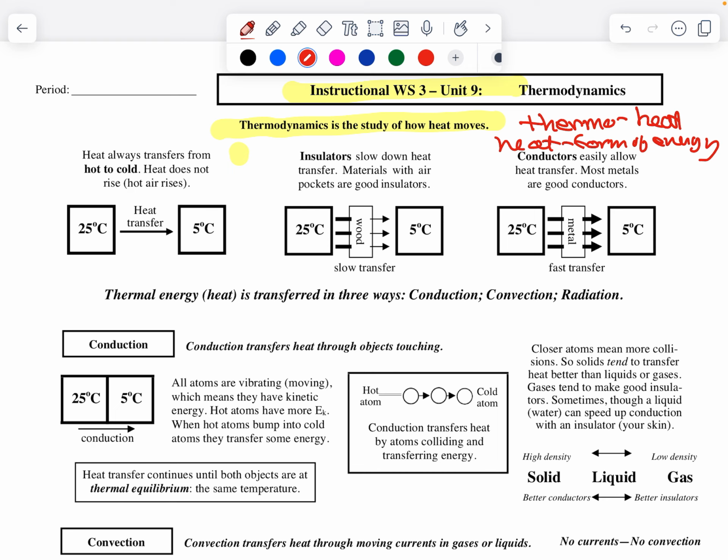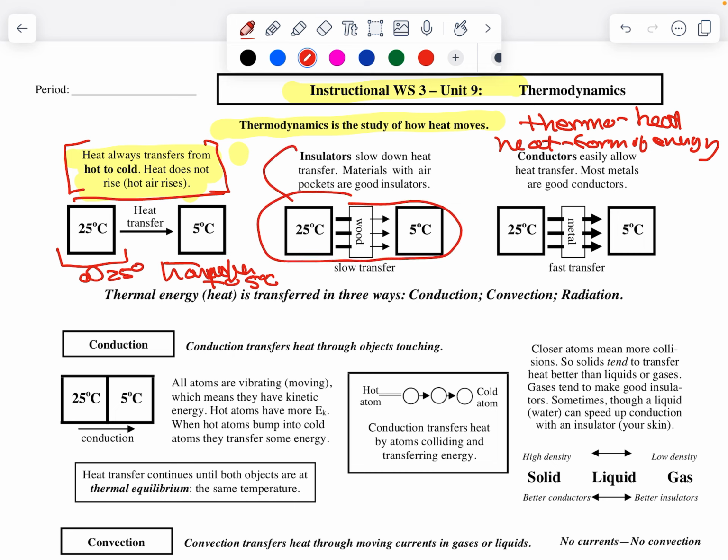This little factoid right here is very important. Heat always transfers from hot to cold. Heat doesn't rise, hot air rises. So heat transfers from hot to cold. This will be on every version of your assessment. So if I have an object at 25 degrees Celsius, it'll transfer to my 5 degrees Celsius.